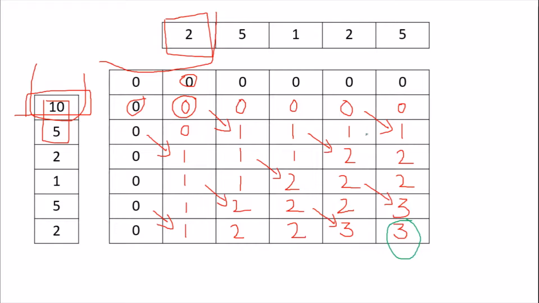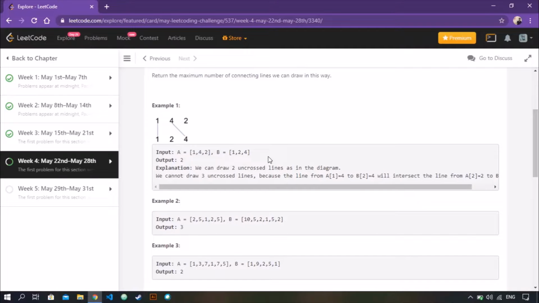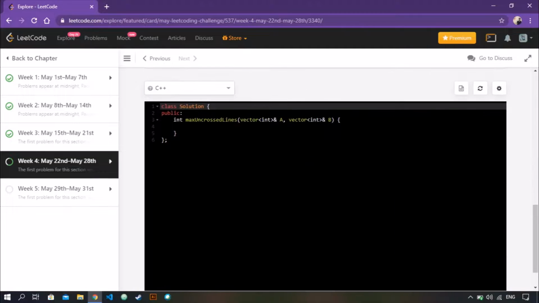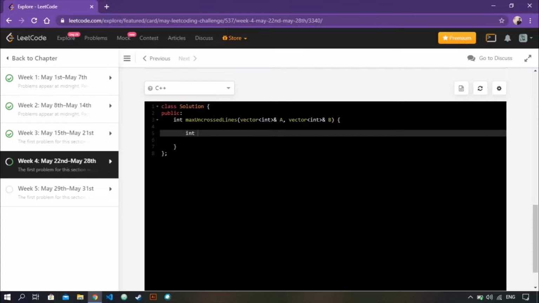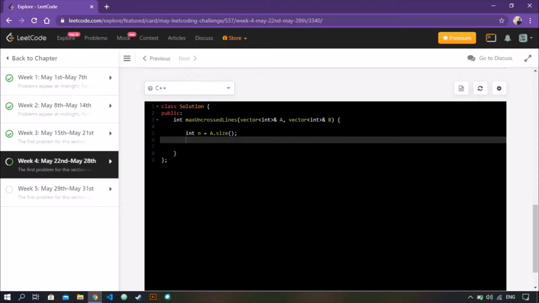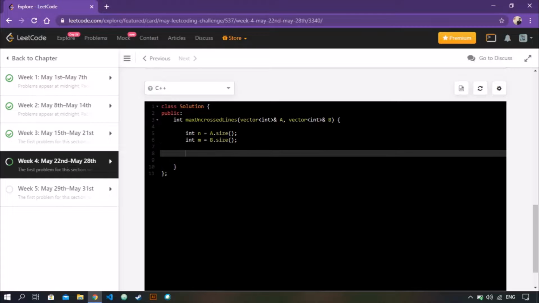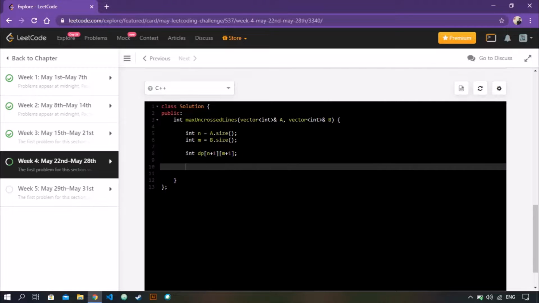So this is how we find longest common subsequence using dynamic programming. Okay, let's code this. So let's take n be the length of A and m be the length of B. Define a matrix DP of size n plus 1 and m plus 1.